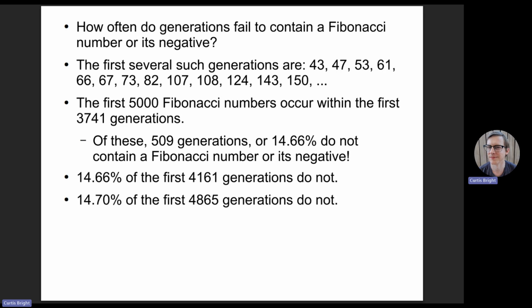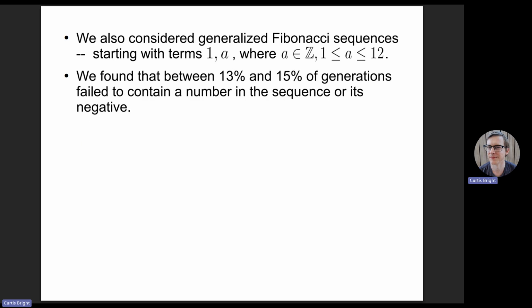If we keep going some more generations down, we're still around 14.6, 14.7% of generations that don't contain a Fibonacci number. So maybe there's really nothing special about the Fibonacci numbers of why they would or wouldn't occur now that we've kind of shown that this isn't true. But we thought we'd try looking at some generalized Fibonacci sequences as well. So instead of starting with 1, 1, we start with initial terms 1, a, and then we looked at where numbers in that generalized sequence appear in the tree for a between 1 and 12. Okay, so 12 different sequences. We found that, again, between 13 and 15% of generations fail to contain a number in such a sequence.